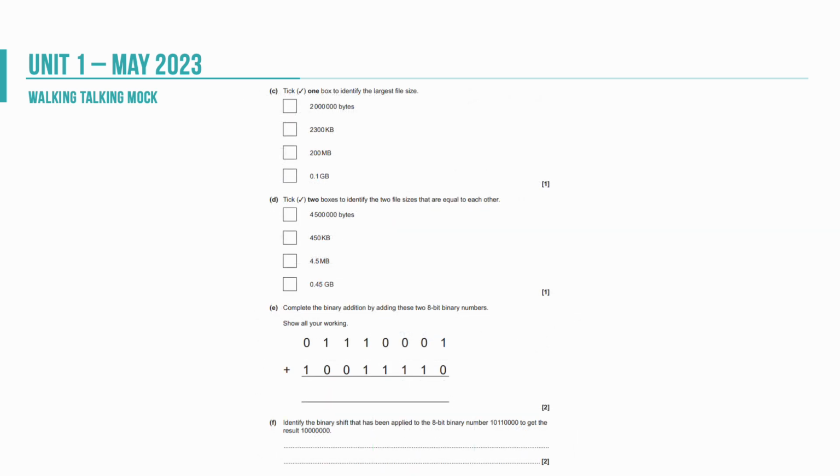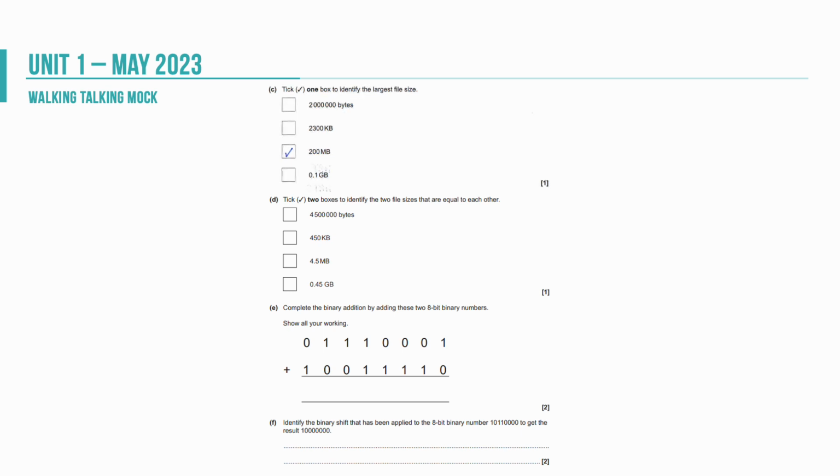Page 2 continues on that similar theme. It's asking around some file sizes and looking for the smallest file size. It's asking you which then are the same, then some binary addition, and finally we're looking at some division and multiplication in terms of left and right shifts. So have a go at these questions now, and when you're ready for the answers, the first tick box for number 1 is going to be 200 megabytes.